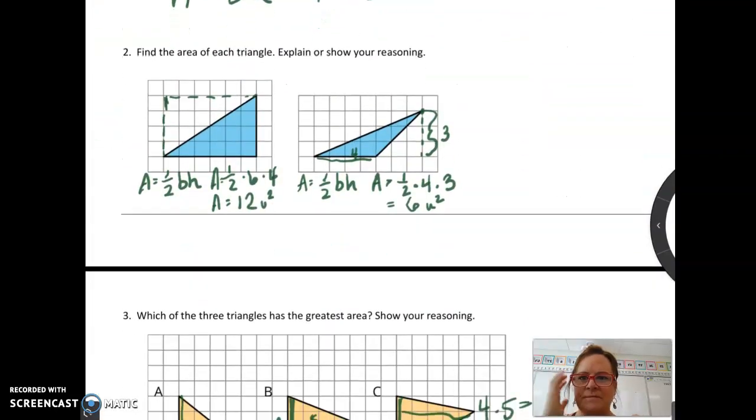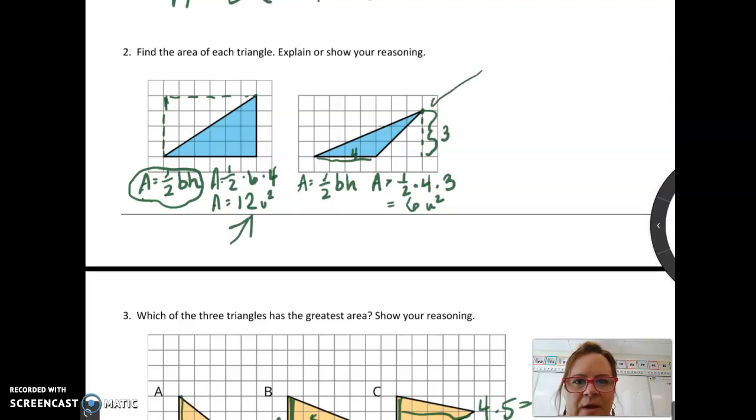Alright, so then we have to find the area of each triangle here. So we're practicing that triangle area work. We know that to find the area of a triangle, we just simply find the area of the parallelogram and we take half of that. So I have right here 1/2 base times height. I know that base times height here is 6 times 4, and if I take half of that, I get 12 square units.